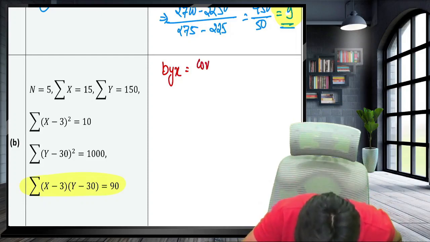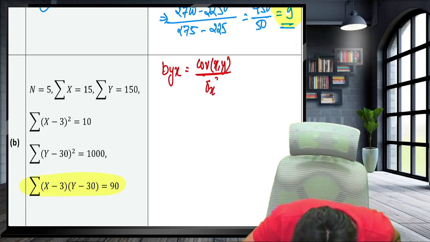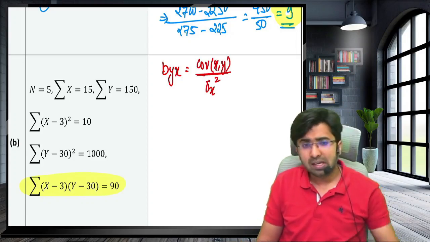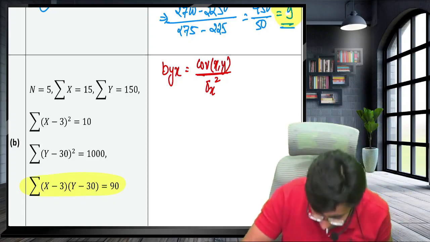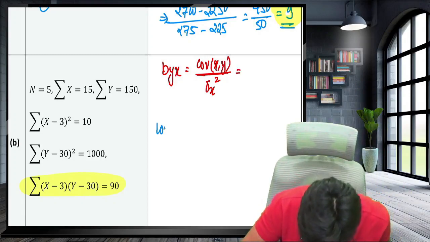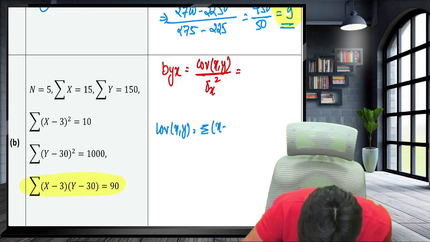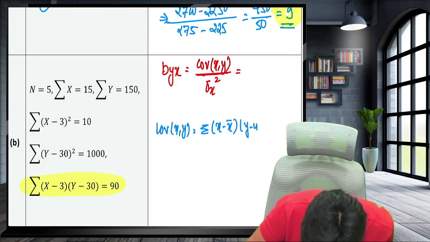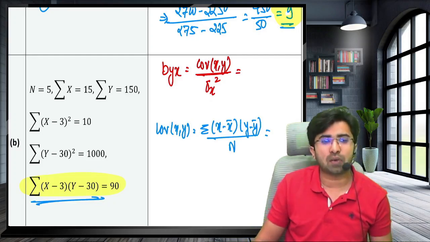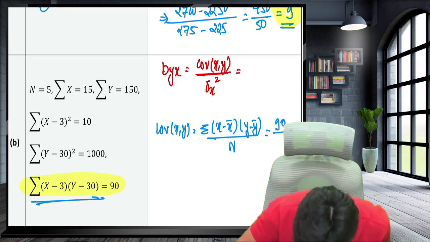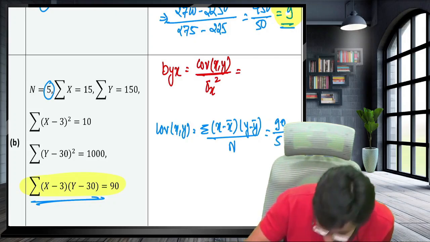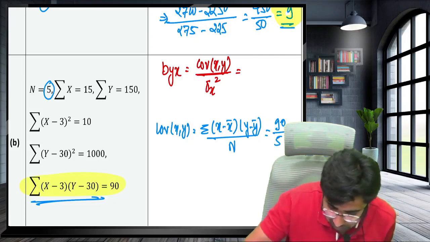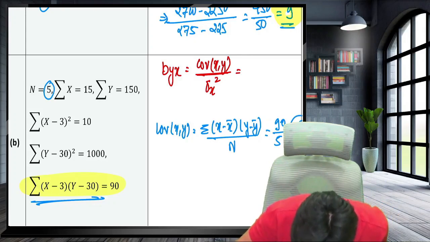That is covariance between x and y divided by standard deviation of x whole square. Guys, can you calculate the covariance? And can you put it over here? Yes, sir. We can calculate the covariance between x and y. What will be that? Summation of x minus x bar into y minus y bar divided by n. Guys, you already have x minus x bar into y minus y bar. That is 90 divided by n. N is number of observations, 5. 90 divided by 5, how much? 18. Guys, you have 18.